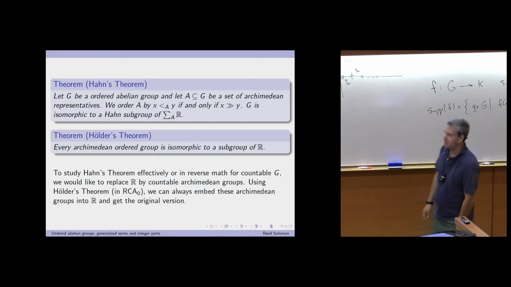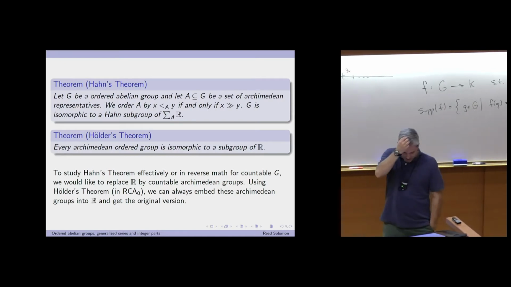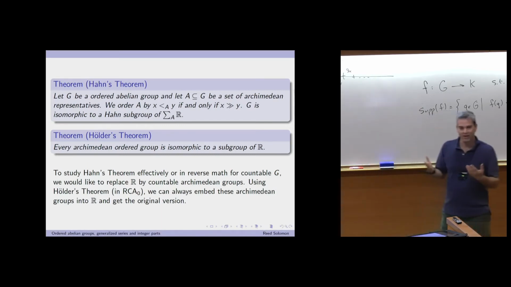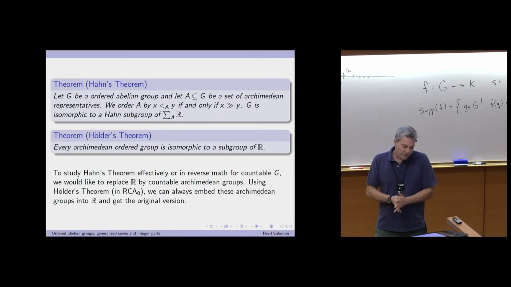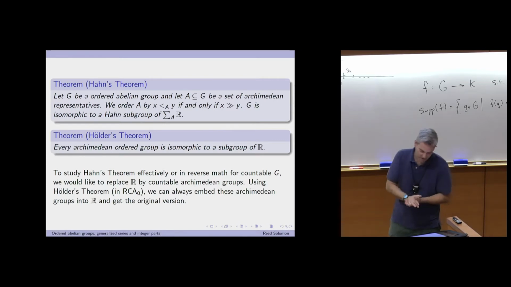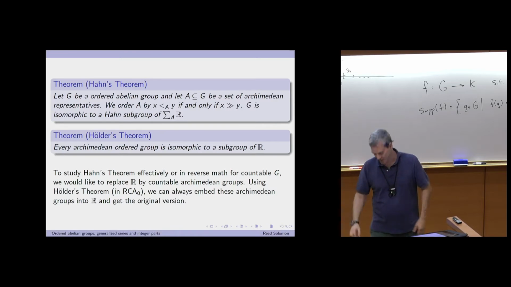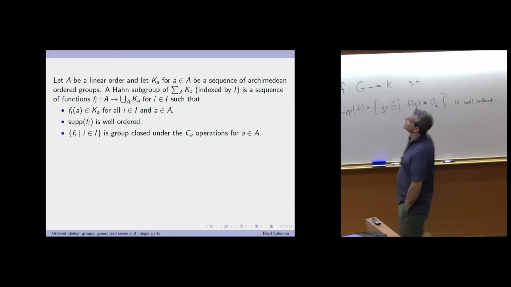All right, and so to say a little bit about what happens with reverse math, I'm going to say a little bit about the sort of ugliness involved, also to give something about the structure and draw out a couple more analogies. If we want to study this effectively or in reverse math, we want to replace the reals now by some sort of countable Archimedean groups that we can write down and handle in nicer ways. And of course, we can always recover the real version by then embedding those things back into R, which you can do effectively.